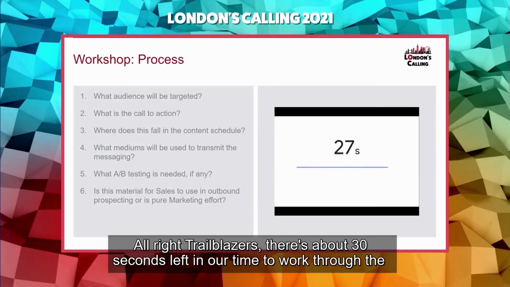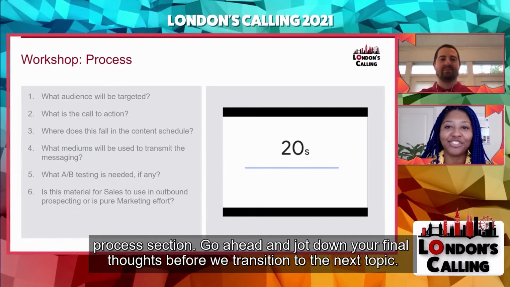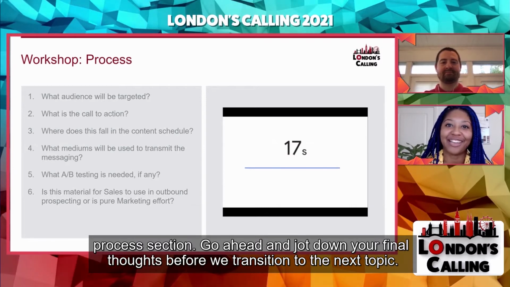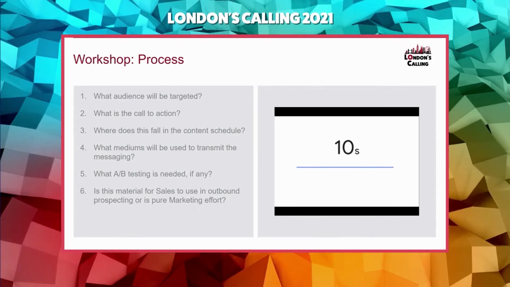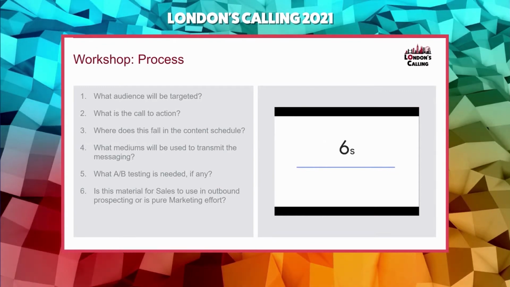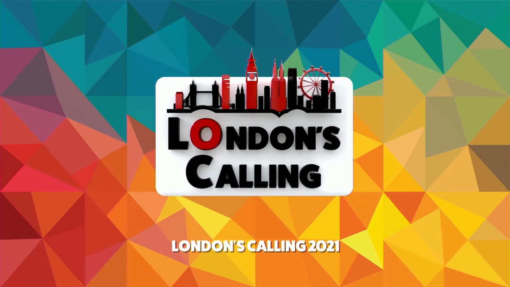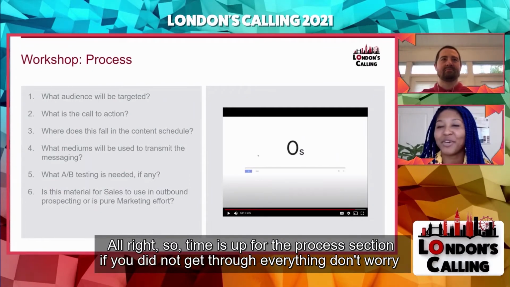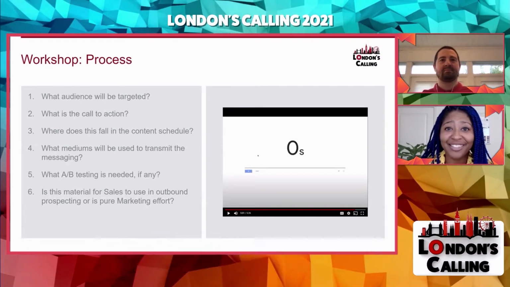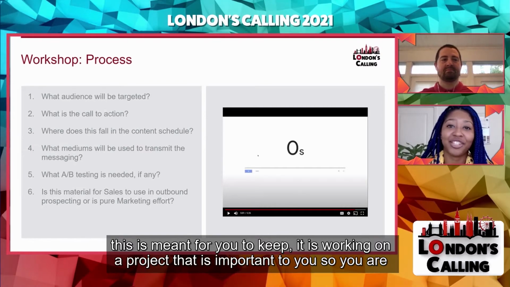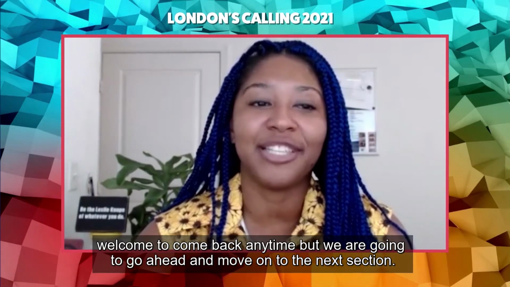All right, Trailblazers, there's about 30 seconds left in our time to work through the process section. Go ahead and jot down your final thoughts before we transition to the next topic. All right, so time is up for the process section. If you did not get through everything, don't worry. This is meant for you to keep. It is working on a project that is important to you, so you are welcome to come back anytime, but we are going to go ahead and move on to the next section.